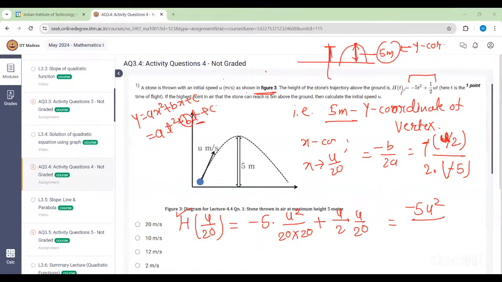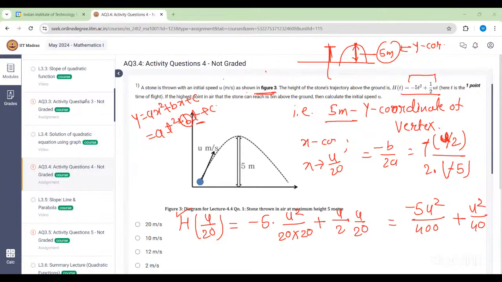So substituting in the equation, only then will we get the y coordinate, correct? So it will be minus 5 u square by 20 multiplied by 20, so it's 400. And then again plus u square by 2 into 20, which is 40, correct? I'll try to simplify it.